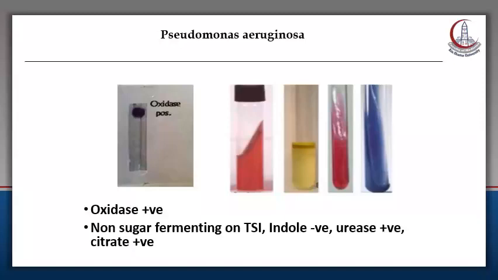So Pseudomonas aeruginosa, to summarize, is oxidase positive. On triple sugar iron there is no fermentation of sugars, so it remains reddish brown. It is indole negative with no red ring on the top of the tube. And for citrate and urease, it is positive: urease pink is positive, citrate blue is positive.